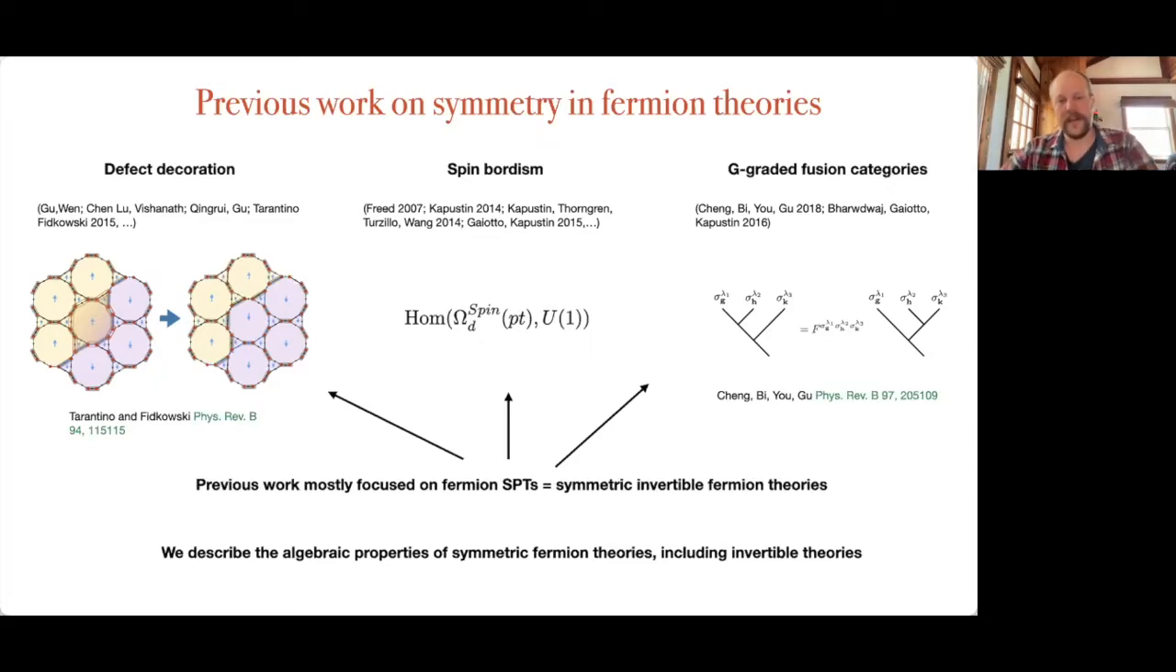So what we did goes beyond this in two ways. One is we describe all the properties of the excitations, their fusion, braiding, and so on. And we also go beyond fermion SPTs. We construct general non-invertible topological orders as well. That's going to be the main bulk of this talk. We'll be discussing the complications that appear when you do that.